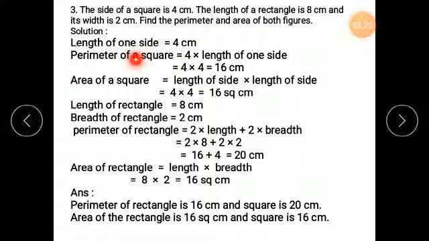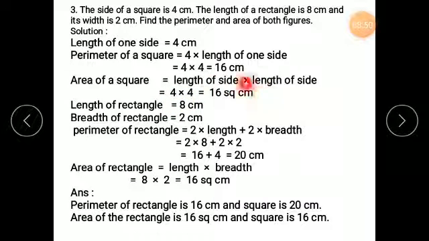So let us see first about the square. So length of one side is 4 centimeter. So perimeter will be 4 times length of the one side. So 4 into length of one side. So it will be 16 centimeter perimeter. Perimeter of a square is 16 centimeter. Now let us see area of a square. Length of one side into length of one side. So it will be 4 4s are 16 square centimeter.